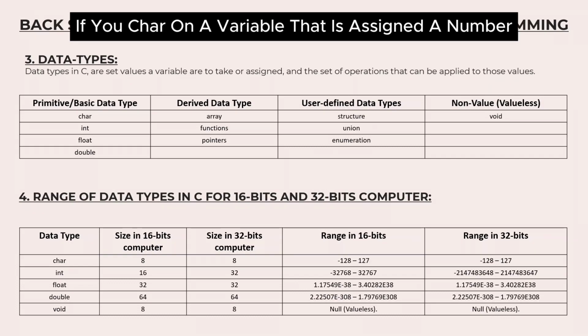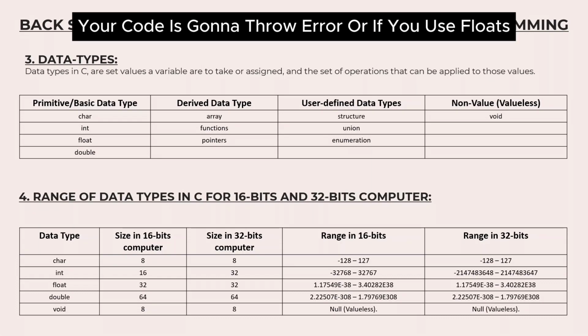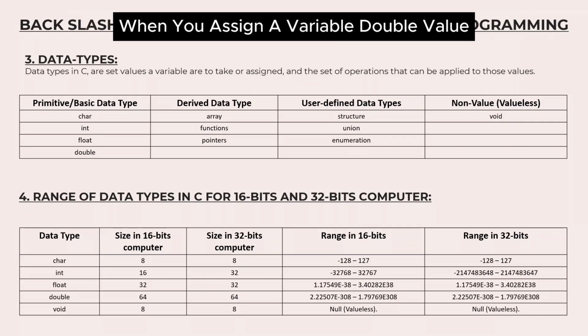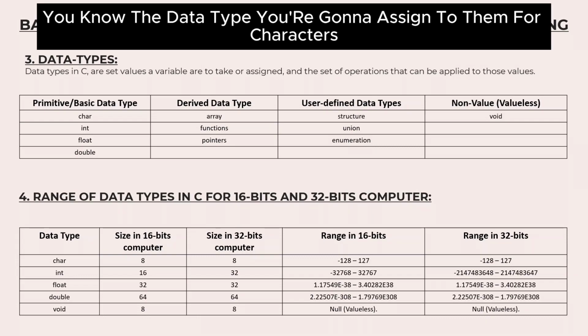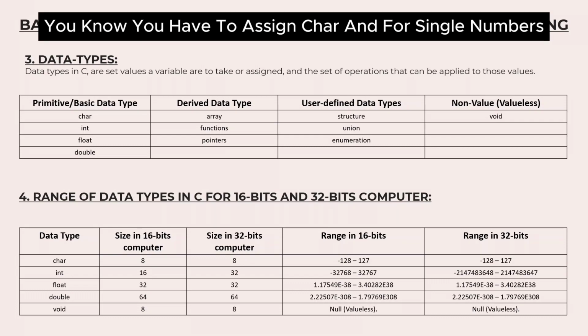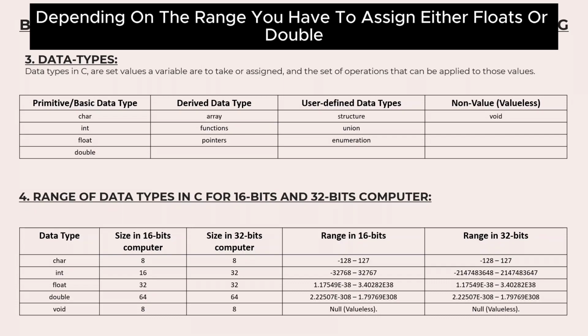If you use char on a variable that is assigned a number which is supposed to be an integer, your code is going to throw an error. Or if you use float when you assign a variable a double value, then also your code is going to throw an error. So you have to understand these primitive data types. When you specify these values, you know the data type you're going to assign to them. For characters, you assign char. For whole numbers, you assign integer. For decimal numbers, depending on the range, you assign either float or double.